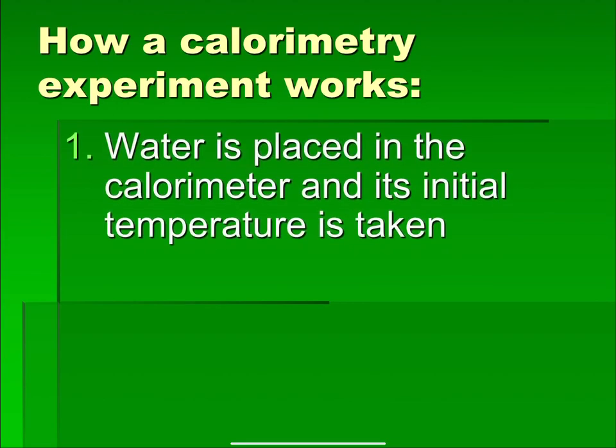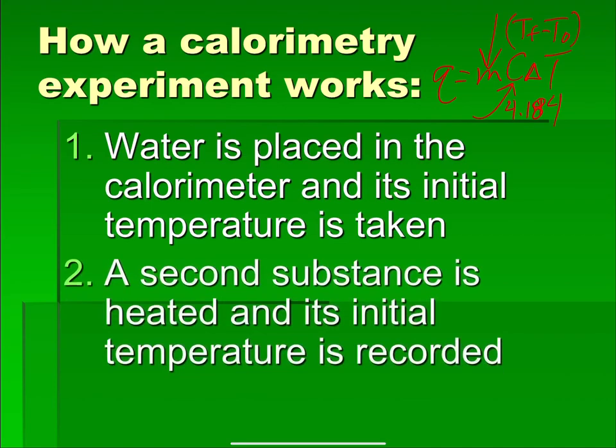Okay, so how does it work? You have water in this calorimeter, and you need to know how much, because remember, we're using the equation Q equals mc delta T, so we need to know the mass of the water. We're going to use that thermometer to figure out the initial temperature of the water, remembering that the change in temperature is final minus initial, right? And we know that it's water, so our specific heat capacity is 4.184.